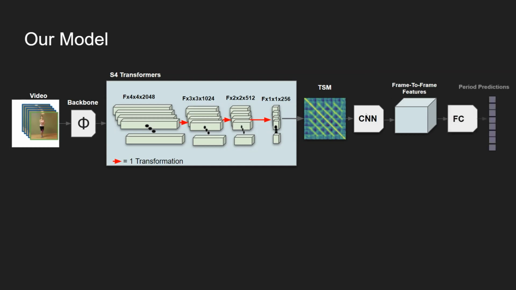So after we pass each of these frame encodings through the transformer, we can use a fully connected layer to generate a period length prediction for each individual frame. Then again, the final count can just be generated by taking the number of frames and dividing by the average period length.